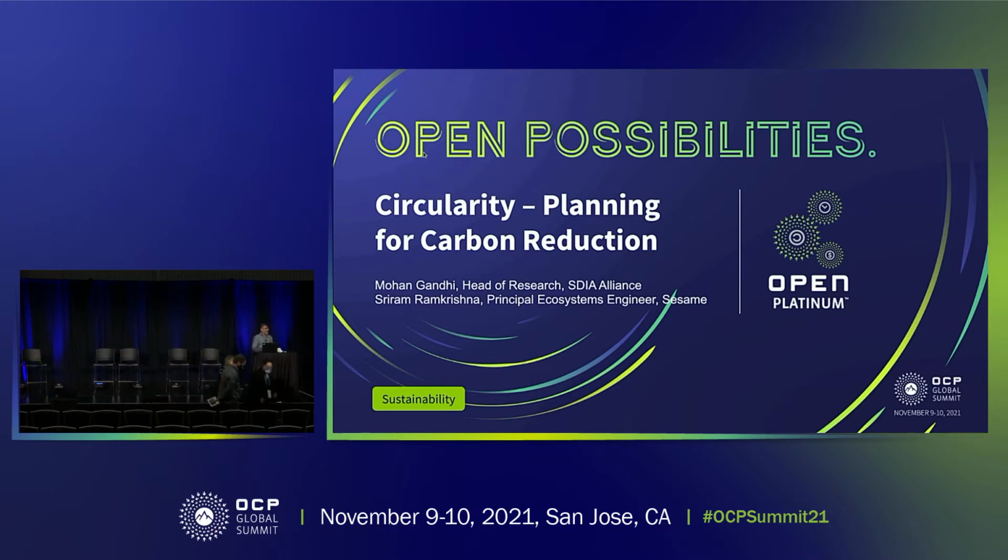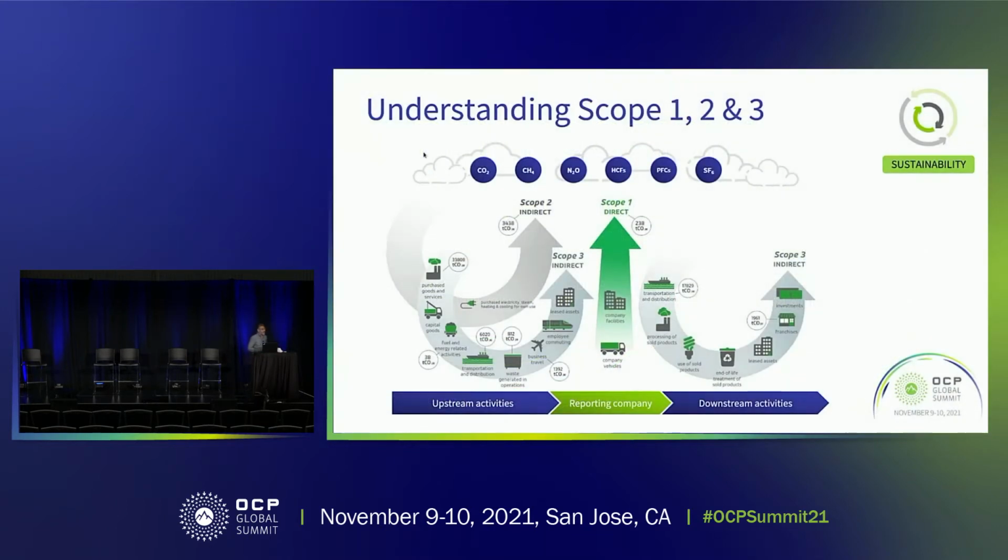Anyway, I just wanted to say I'll be running my slides a little faster so that Professor Andrews can have the bulk of the time. So without further ado, I'm going to be talking about circularity, planning for carbon reduction. As I said, I'll probably skip some of these slides because they're repeats. For instance, I think most people understand Scope 1, 2, and 3. We had a great talk just previously that went into quite a bit of time on that.